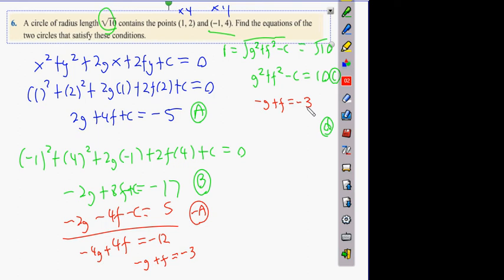Okay, so this equation D is formed from A and B. What I'm now going to do is form an equation with A and C, to get rid of the c values again. I have everything I need.